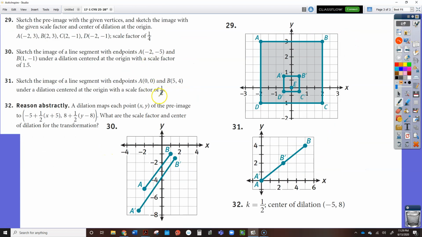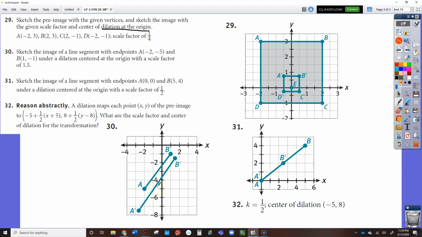Number 29, pretty self-explanatory. Center of dilation is at the origin. That's super easy. Just take each one of those and multiply it by a fourth. Pay attention to each one of these marks over here being a half. Some people were saying, oh look, that's 1.5. No, that's a half and that's a fourth. So that's 3/4. That's down a fourth. So with the fractions, just be careful.